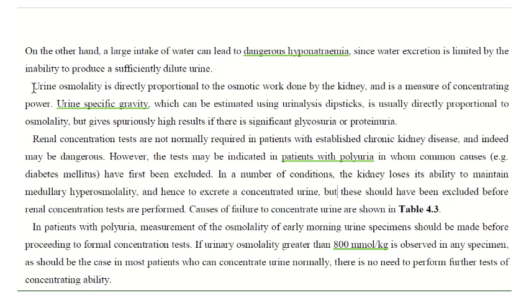urinalysis dipsticks, is usually directly proportional to osmolality, but gives spuriously high results if there is significant glycosuria or proteinuria.